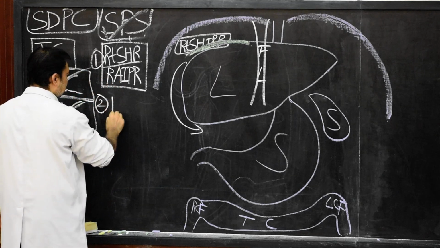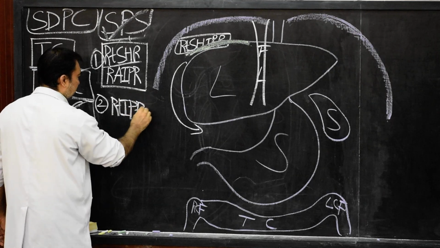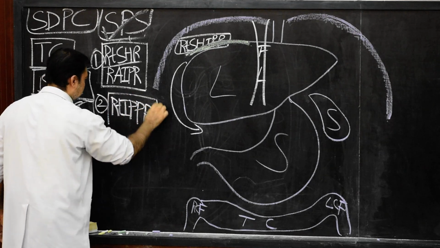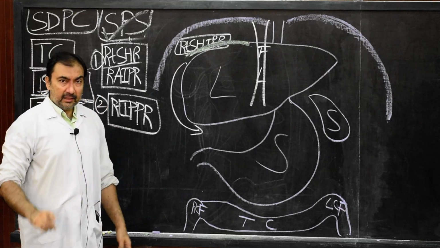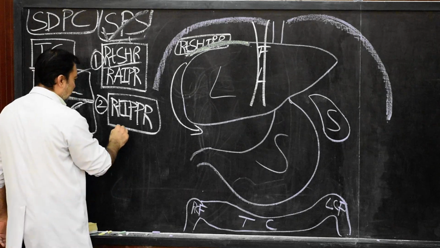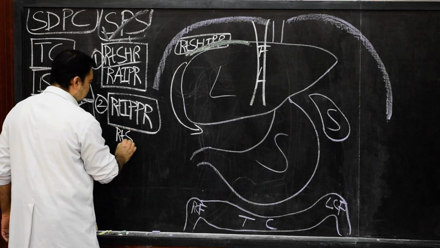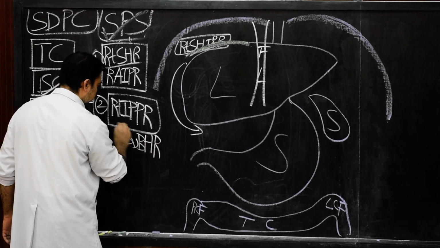I will name this the right intraperitoneal posterior recess. The right intraperitoneal posterior recess. This is very important. And the other name of this we need to understand, that will be known as the right subhepatic recess.